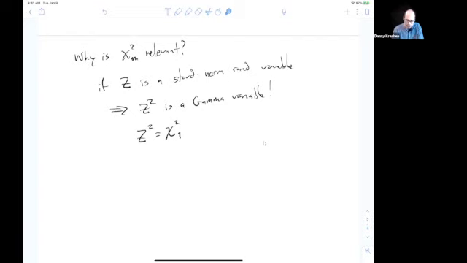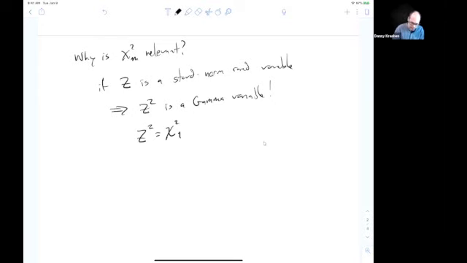And the main point is that if you have a standard normal random variable and you square it, then miraculously you get a gamma random variable. And not just any gamma random variable, you get a chi-square random variable with 1 degree of freedom. So you get this nice special gamma random variable.